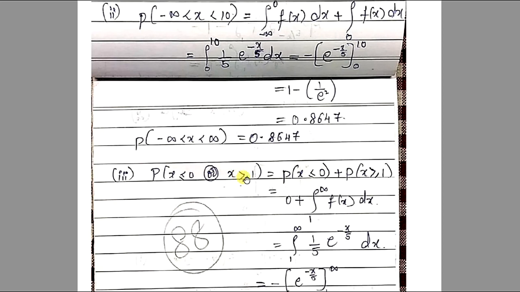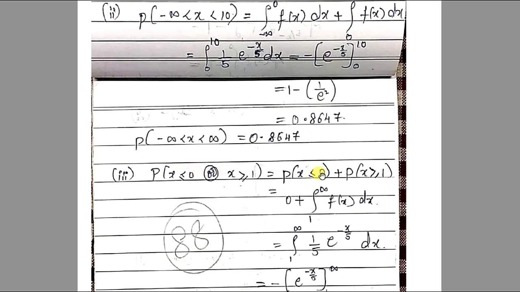Now we'll go for the third problem, that is p of x less than or equal to 0, or p of x greater than or equal to 1. Okay, see, for this one I can split this as p of x less than or equal to 0 plus p of x greater than or equal to 1. See, less than or equal to 0 means for the negative values, right? Less than or equal to 0 means what?